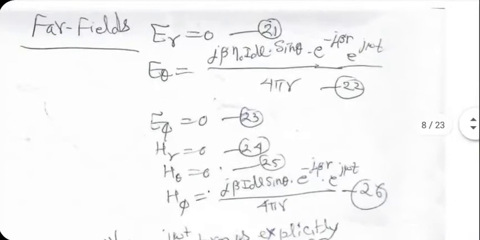Okay, as simple as that. H phi is an almost similar story, because E theta and H phi are proportional to each other by the eta naught factor. So the same thing that we saw for E theta will apply to H phi also. H phi is proportional to frequency, proportional to length, proportional to current, proportional to sine theta, and inversely proportional to r.